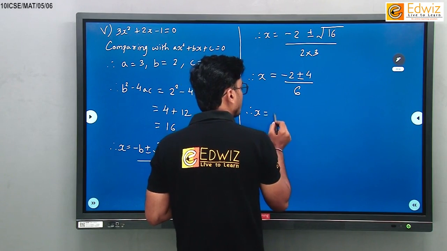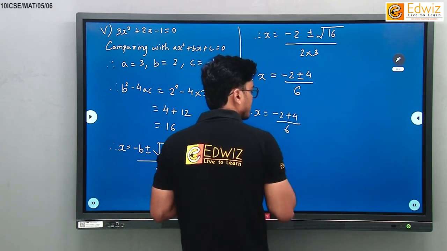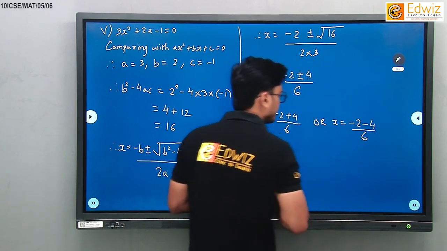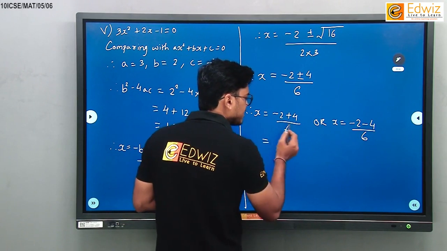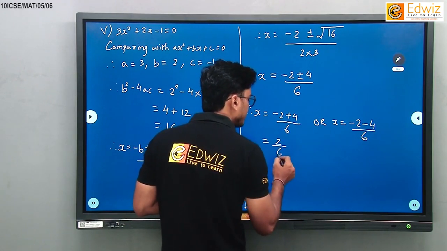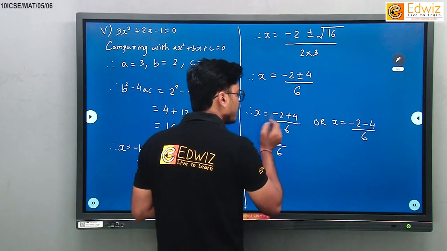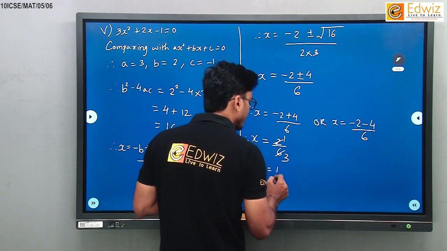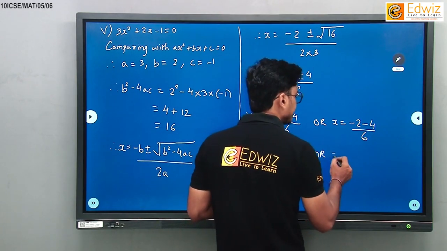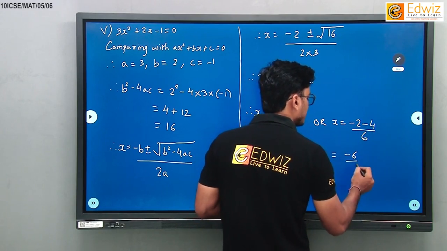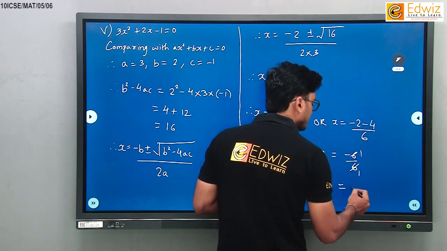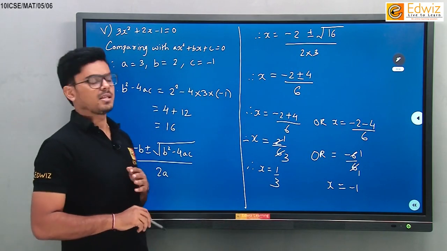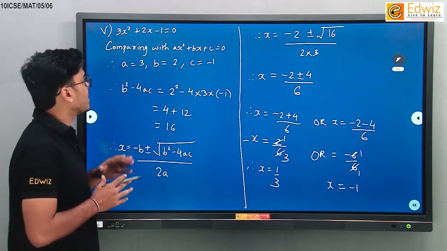So x will be equal to minus 2 plus 4 divided by 6, or minus 2 minus 4 divided by 6. So you can see here, minus 2 plus 4 is positive 2 divided by 6. This is positive 2, right? Minus 2 plus 4. So 1 upon 3, either 1 upon 3, or in the second case, it is minus 6 upon 6, that is minus 1. So minus 1 is the second solution. So minus 1 or 1 upon 3, these are the possible solutions of x.